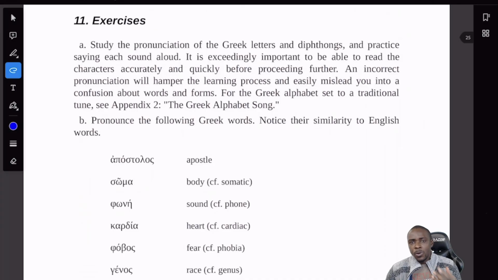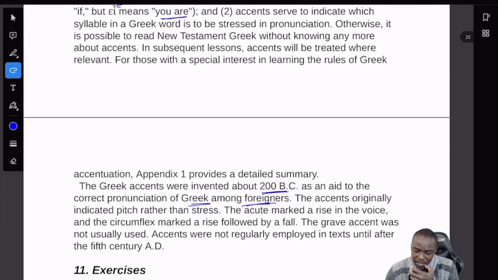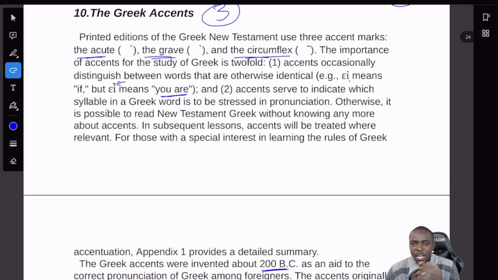And you could go back over and look at the 3 accents and the cases in which they are used. 1, they are used to differentiate between words, and 2, they are used to tell you what part of a word is stressed in pronunciation. And this was mainly for foreigners, since native speakers know exactly where to put the stress anyway.